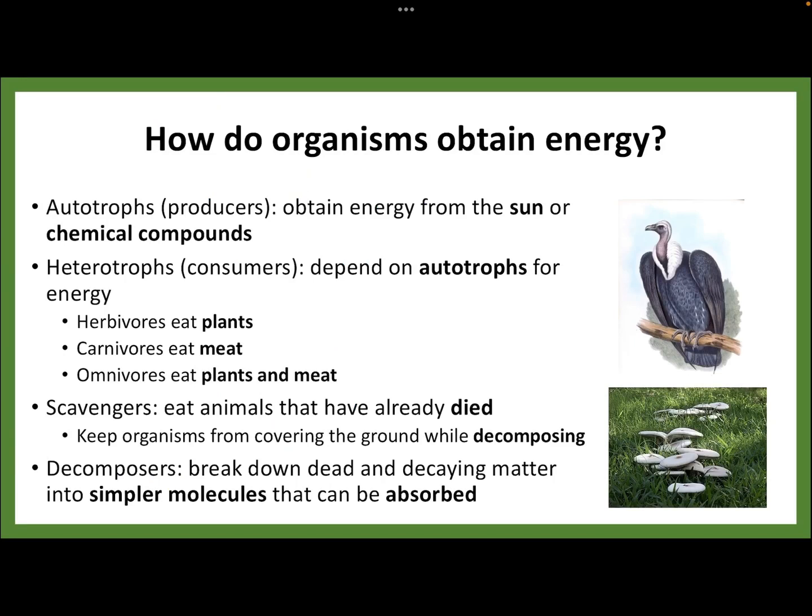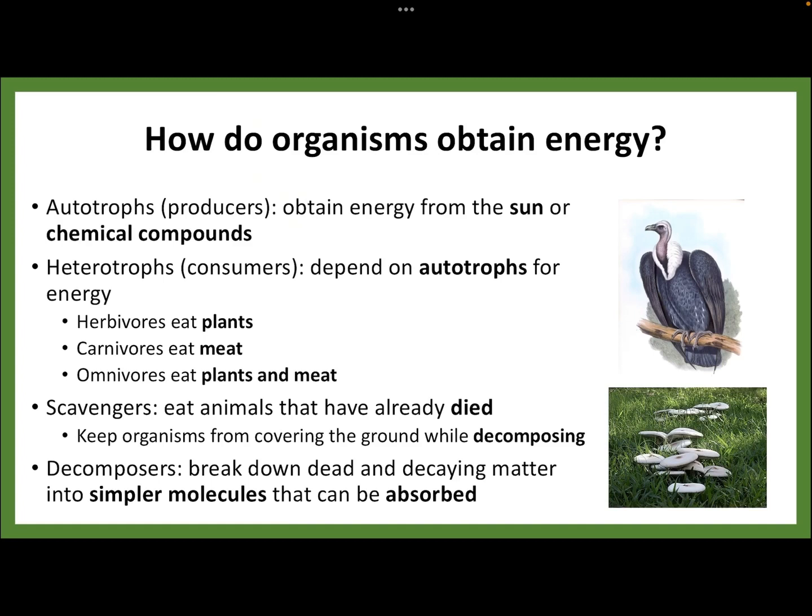Feeding relationships. One of the biggest things that we need to concentrate on in ecology is how organisms obtain their energy. Remember, this is one of our characteristics of life, that living things require energy. And in order to get their energy, organisms obtain their energy in different ways. Organisms that can make their own energy directly from the sun or chemical compounds are called autotrophs, or producers. Organisms that have to consume or eat something are called heterotrophs, or consumers. So they are dependent on autotrophs for their energy.